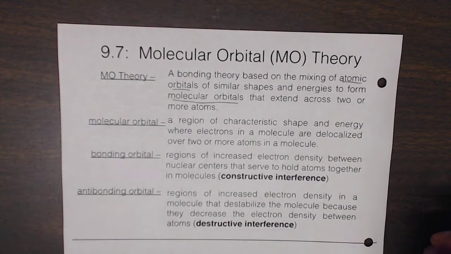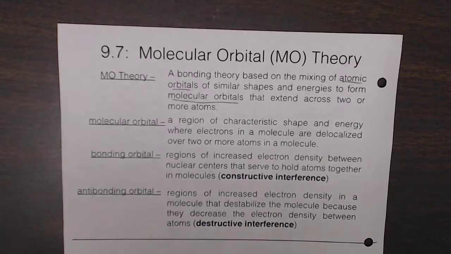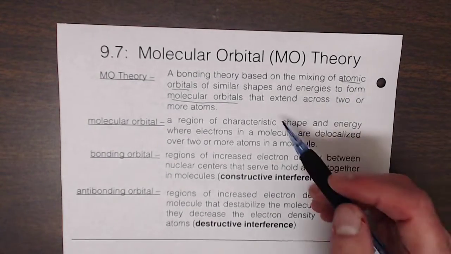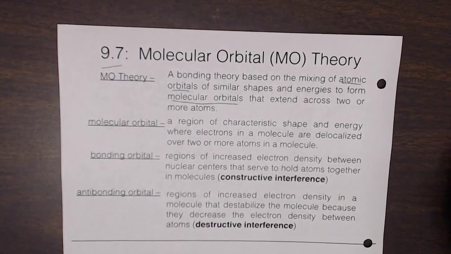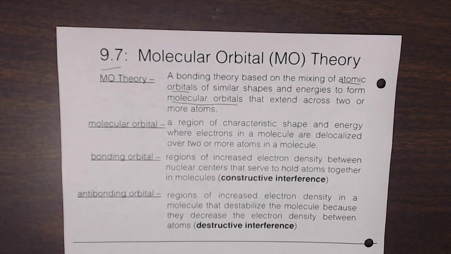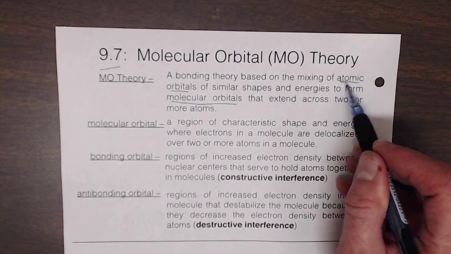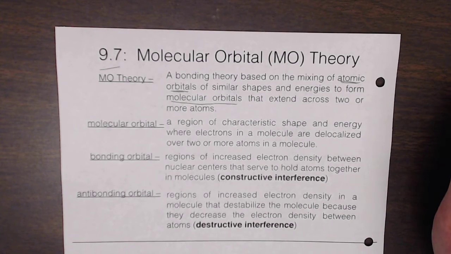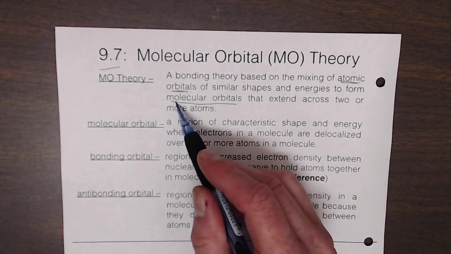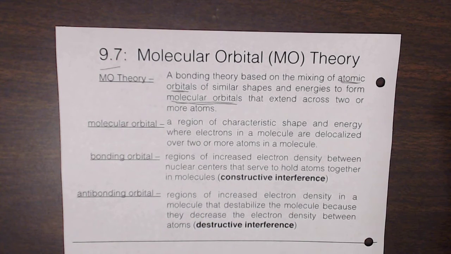Okay, so we're going to finish off Chapter 9 here with our discussion of molecular orbital theory, or MO theory. And to get started, just a few definitions. So this is a bonding theory based on the mixing of atomic orbitals of similar shapes and energies to form molecular orbitals that extend across two or more atoms.